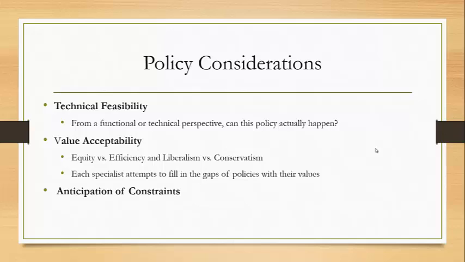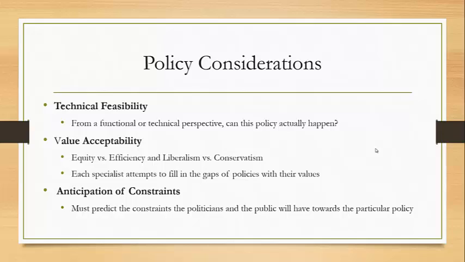The next one is the anticipation of constraints. And so we must be able to predict the constraints that politicians and the public will have towards the particular policy. And so these might be budget, it might be political support, it might be public support or political climate, right? There are going to be a variety of constraints. If for example, it's a great policy, it's a great solution, but it costs way more than you can generate revenue for, there isn't any money for it, well, that's not going to be the right policy.